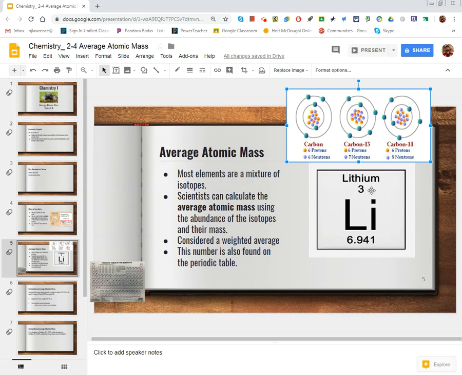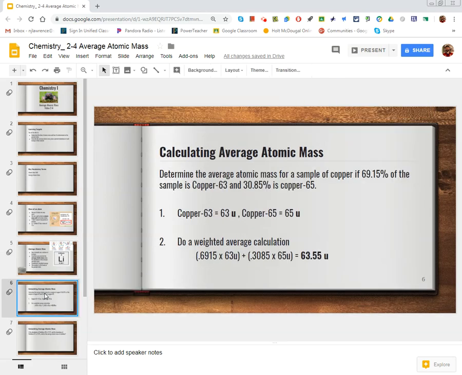For example, here's lithium. Lithium can exist as lithium-6 or lithium-7. And you can see from its average mass that the lithium-7 isotope would be more common than the lithium-6. But this number right here came from the calculation I'm about to show you, of how we just take how often it occurs compared to its mass. So it's actually a really simple equation. You just got to see it and practice it a few times, and then you should be good to go with it. So here's a problem that you will see.